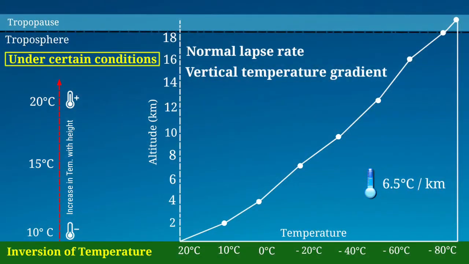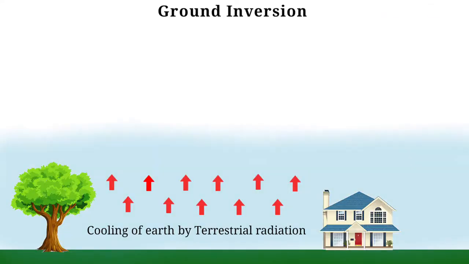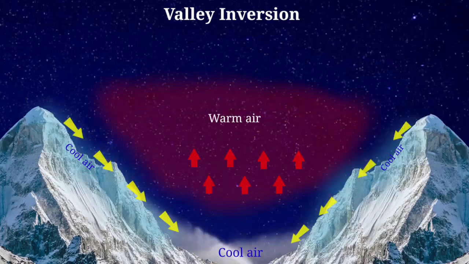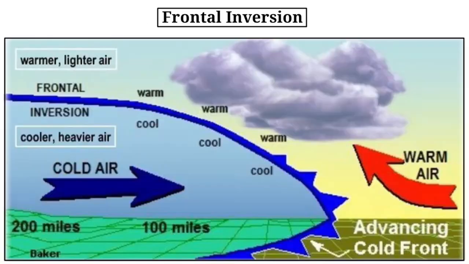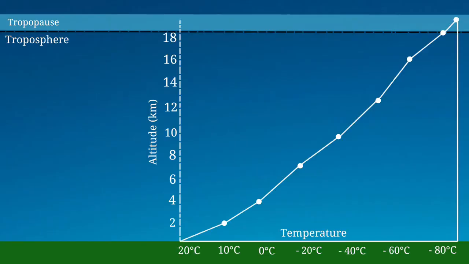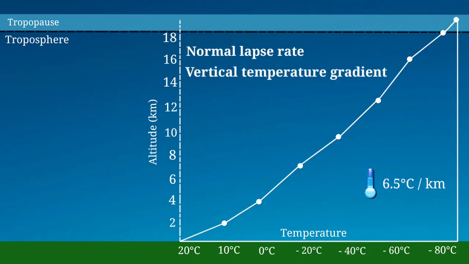Hi everyone, in this video we will learn about inversion of temperature and the types of temperature inversion. So let's get started. Now generally we know that the temperature declines or decreases with increase in height till the upper limit of tropopause. It decreases at the rate of 6.5 degrees Celsius for every 1 kilometer of ascent. This is called normal lapse rate, or it is also termed as vertical temperature gradient.